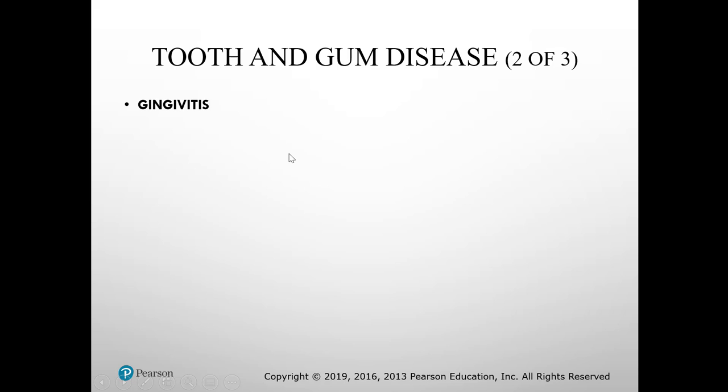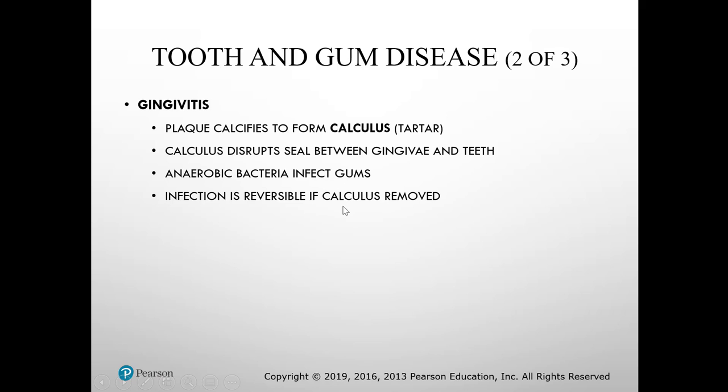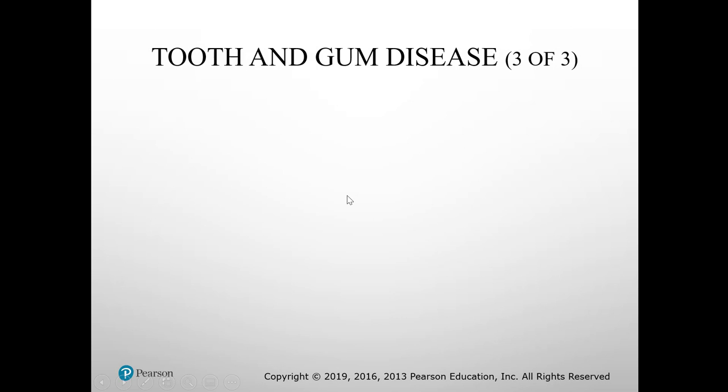Gingivitis. People who are aging most of the time develop gingivitis. Plaque calcifies to form calculus, or tartar, and calculus disrupts the seal between the gingiva, or the gum, and the teeth. Then anaerobic bacteria get into the area and infect the gums. Usually the infection is reversible if you can remove that calculus, or calcium deposit.